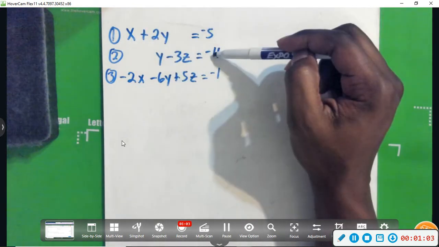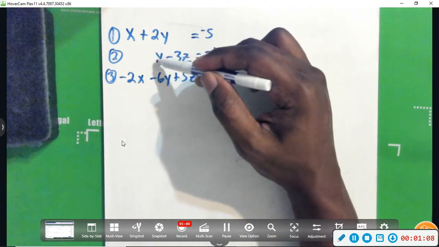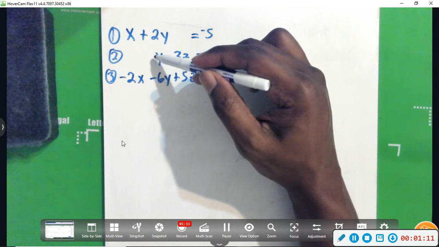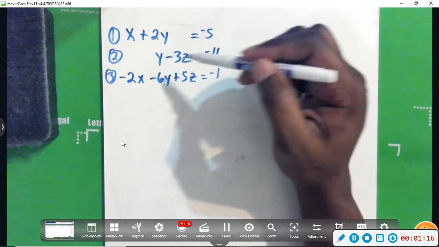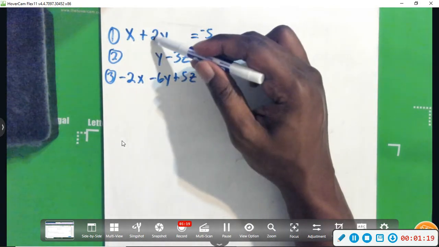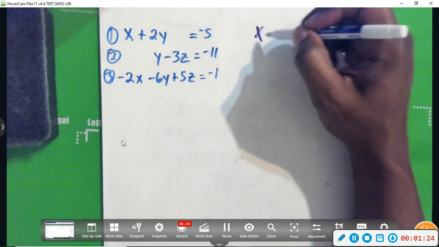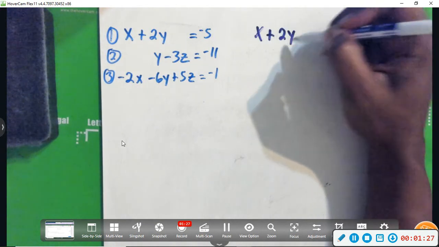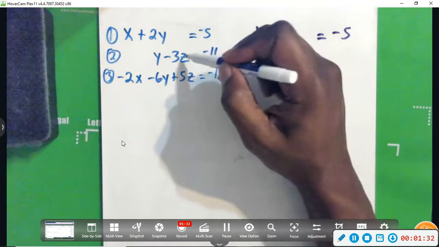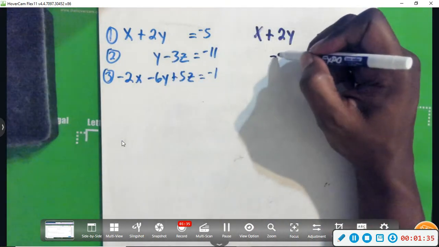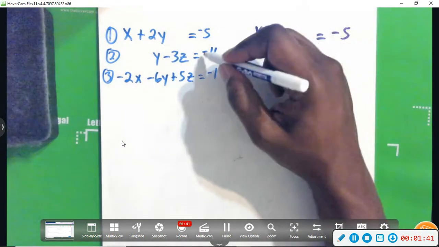So I'm going to use this equation to eliminate y here and here. And the way we do that is we need this to be opposite sign, same number. Right now it's a 1, I need it to be a 2. So if I multiply by 2, and more specifically negative 2, that will change those. So this first one I'm going to leave the same: x plus 2y equals negative 5. This one I'm going to multiply everything by negative 2. So that will give me a negative 2y, a positive 6z, and a positive 22.